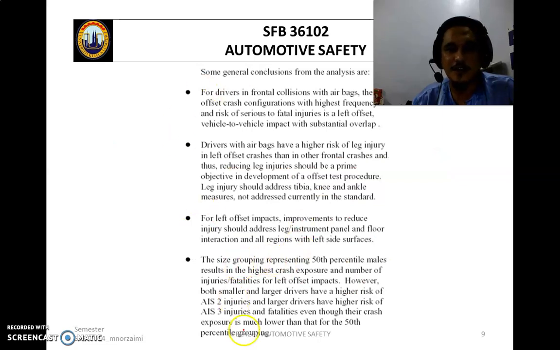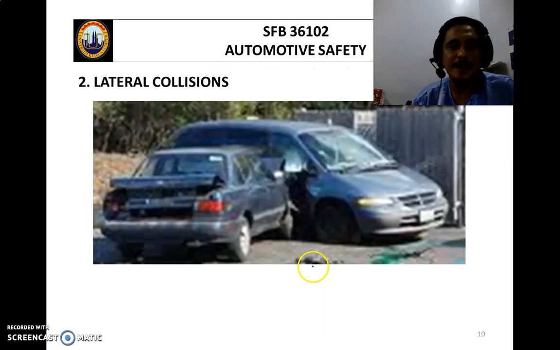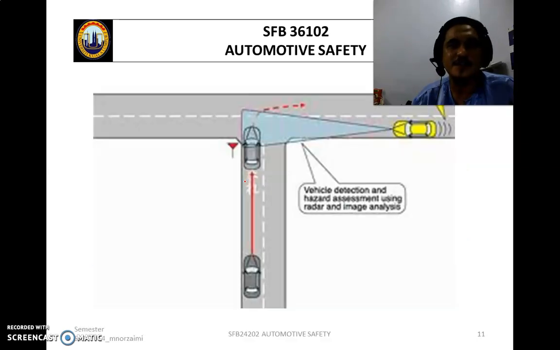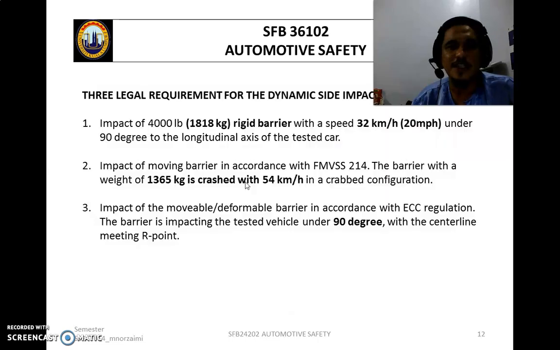So normally for the frontal collision, we target AIS 2, and between 2 and 3, by using the 50 percentile dummy. Right. Then the second one is a lateral collision. Lateral collision is when one vehicle hits another one from the side. Okay, so this normally happens at a T-junction.